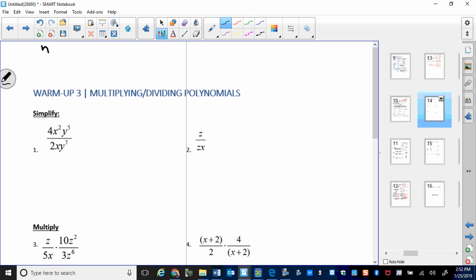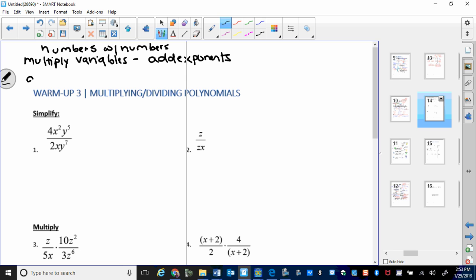So, numbers with numbers, right? But when it comes to variables, if we are multiplying two variables, for multiplying variables, we add exponents. And if we're dividing variables, we subtract exponents.